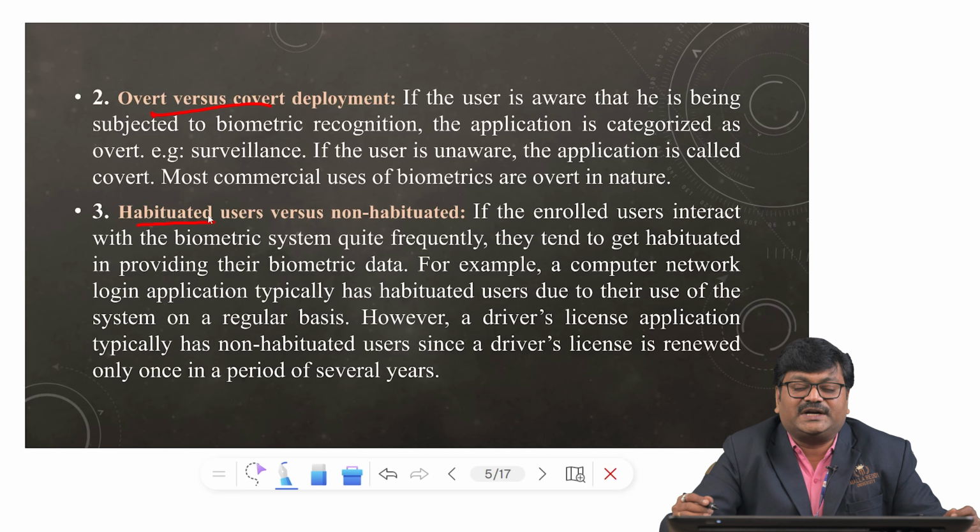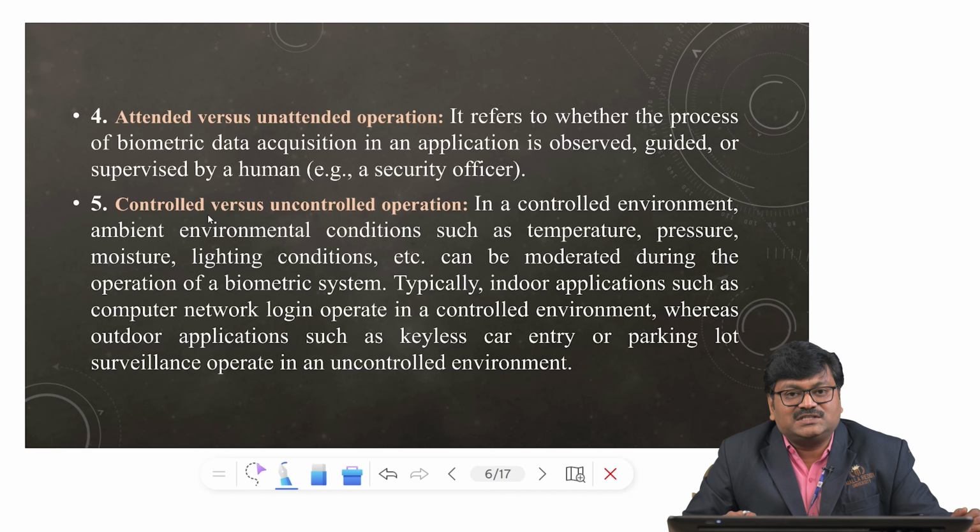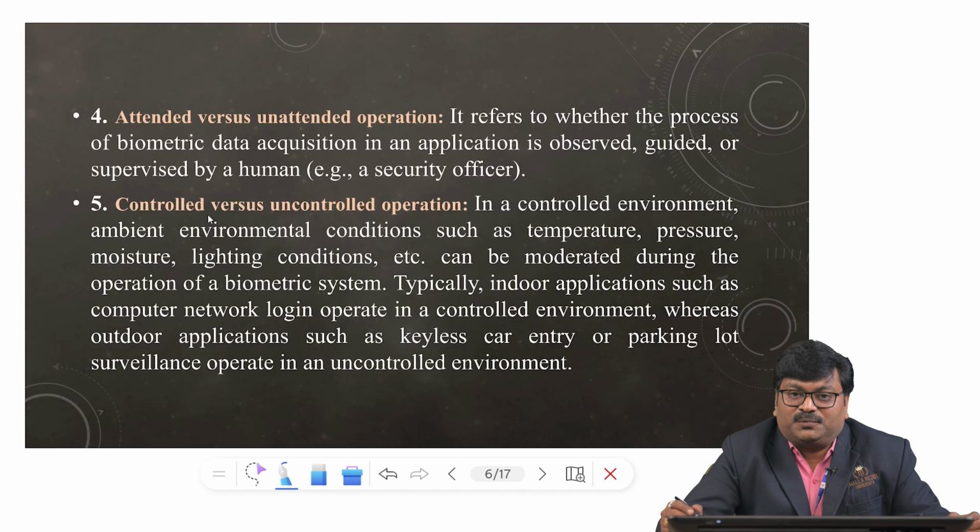So habituated is related to how frequently we will be using the system. Based on that, we will be having some behavior aspects that could be considered. As well, non-habituated systems will make us, even though the user is an authorized user, because of non-habituation, non-frequency of utilization, the parameters may validate him as unauthorized. So here we need to consider this type of nature is also important.